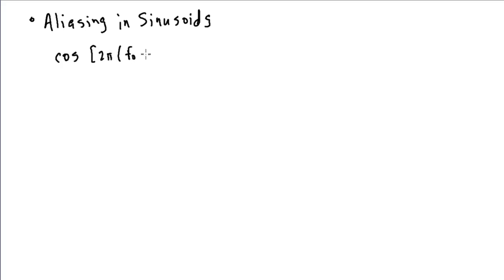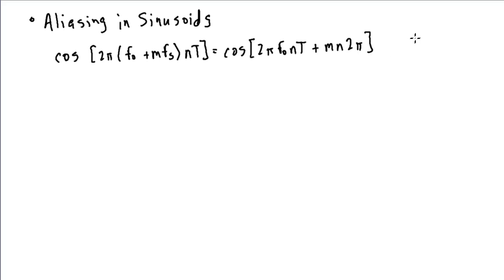Turns out, it's easy to show that if I'm sampling any sinusoid with a frequency f0, and I also sample any sinusoid that has a frequency m fs above f0, where m can be any integer, I'm going to get samples at nT, and then I can rewrite this as 2 pi f0 nT plus the 2 pi factor m n times 2 pi, where I'm using the fact that fs times T is equal to 1, or fs is equal to 1 over T. And so that fs T product just becomes 1.